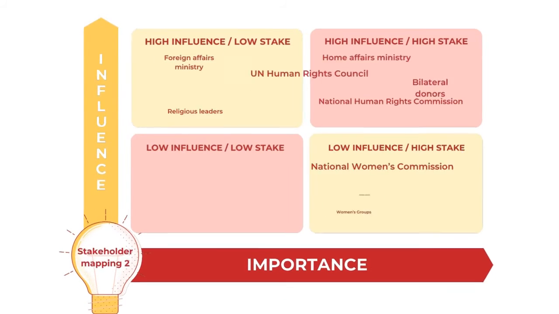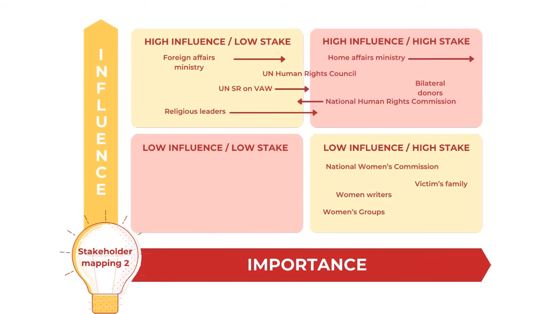Once you've gone through this process, you can also use a stakeholder graph. In this, you can try and assess or think about where your stakeholders might be and where you want them to be in relation to the issue that you are trying to measure. We can see from this graph, for example, that bilateral donors have high stakes in how the government responds to the rapes, because they give vast amounts of money to the government on women's rights, and they have a high level of influence because the government wants to retain these funds.